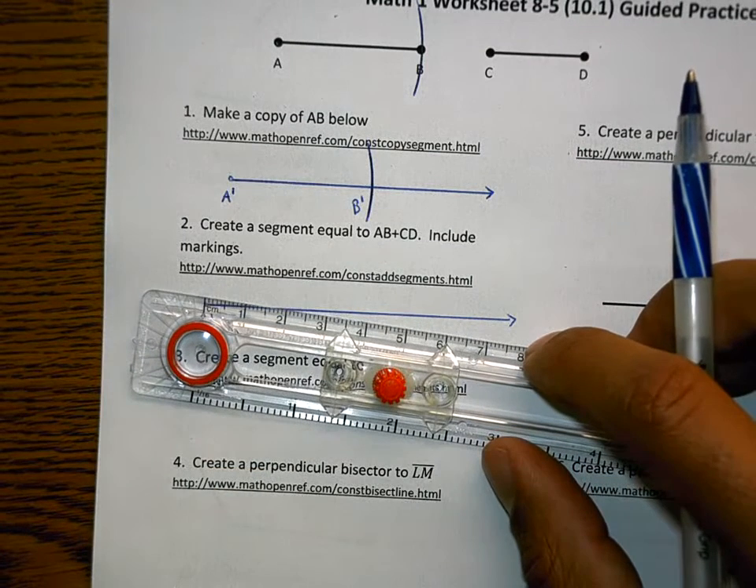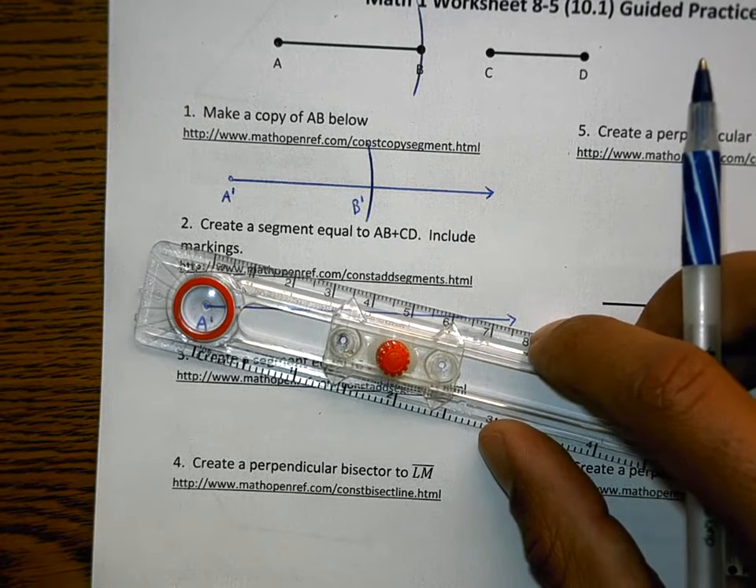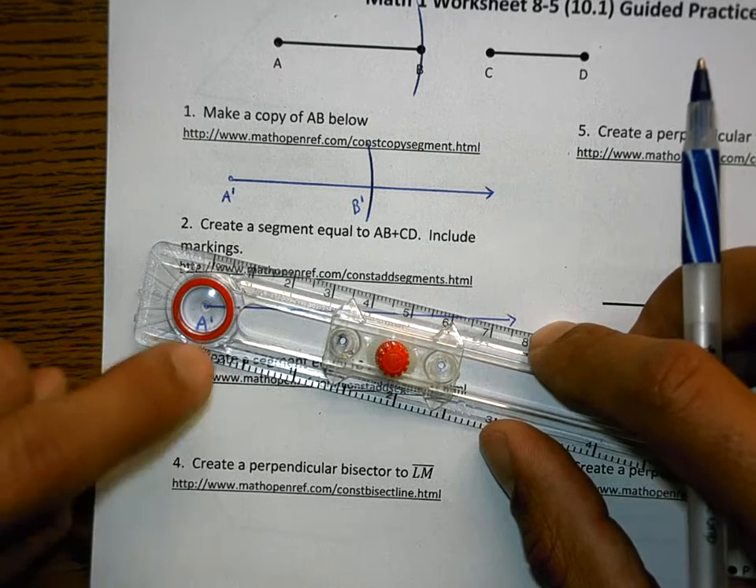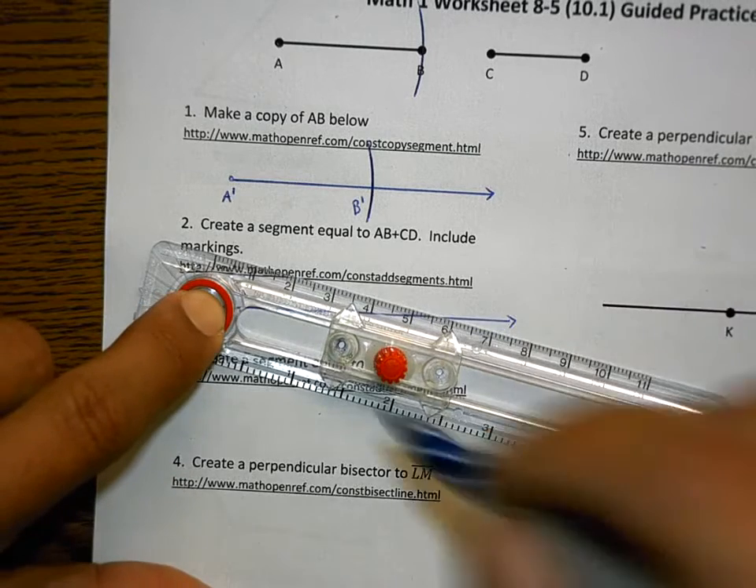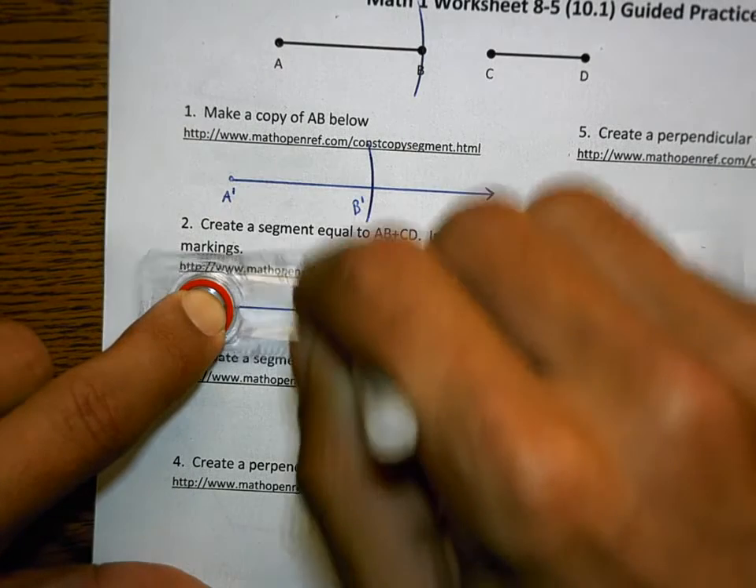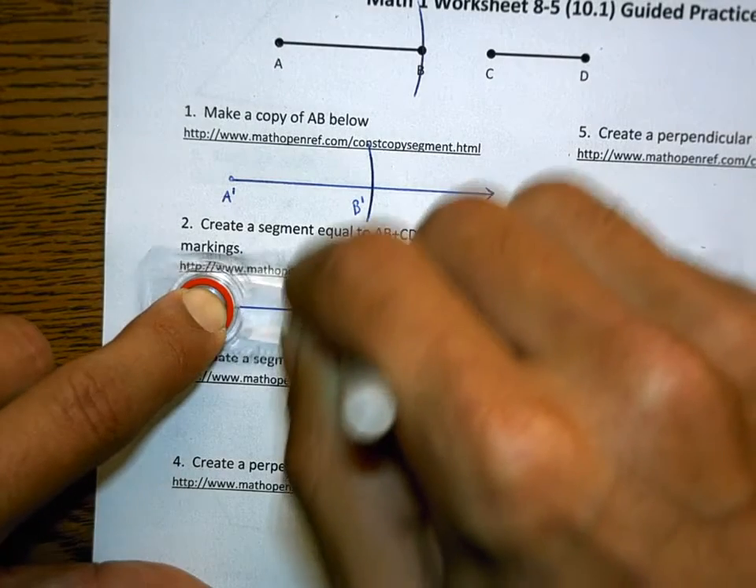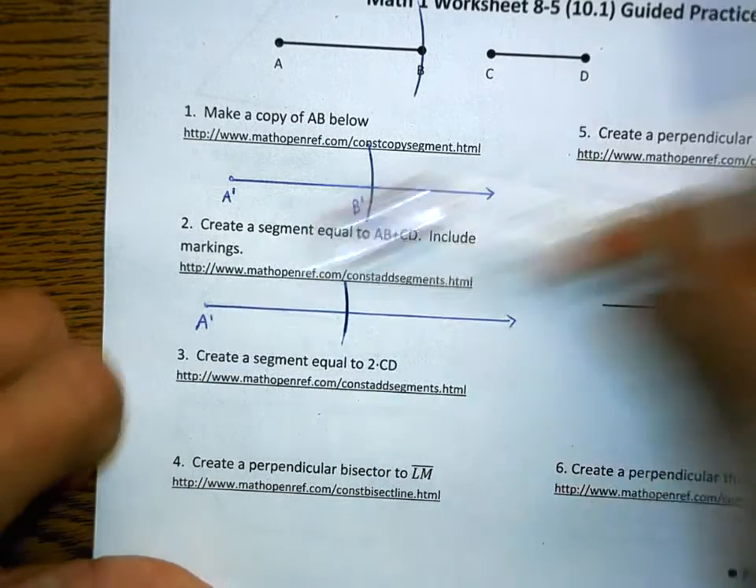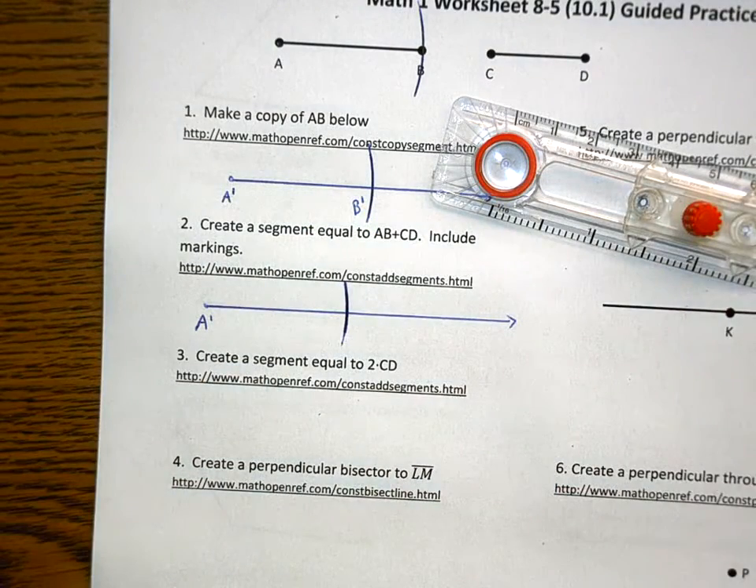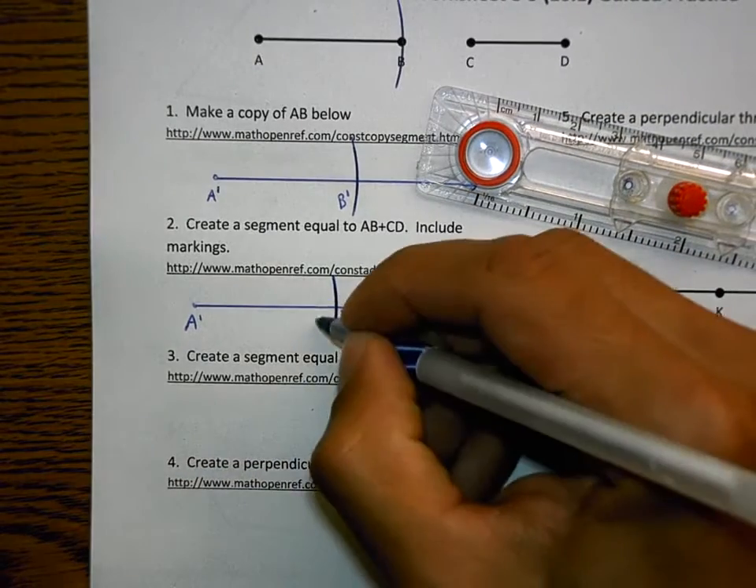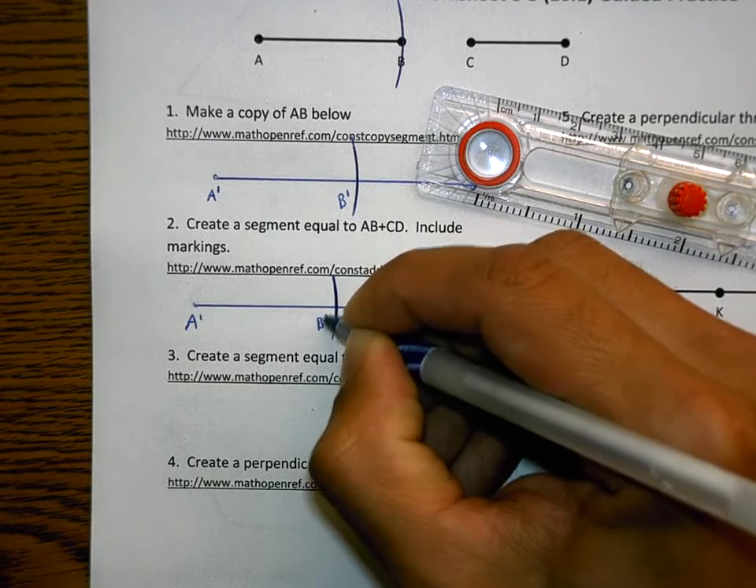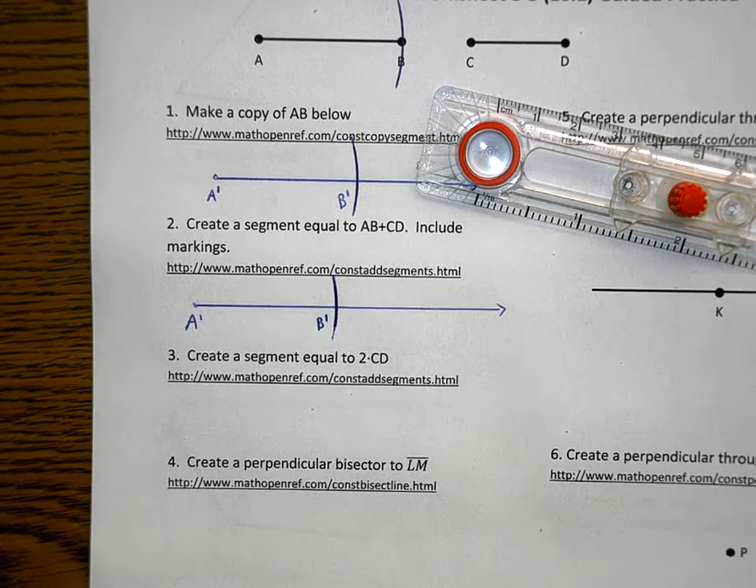Where do I put the bullseye? On A prime. We put the bullseye on A prime. Then I'm going to create an arc by putting my pin in the holder, and I'm going to make an arc. That is now the distance to B prime. Label your intersection. We always label our intersections.